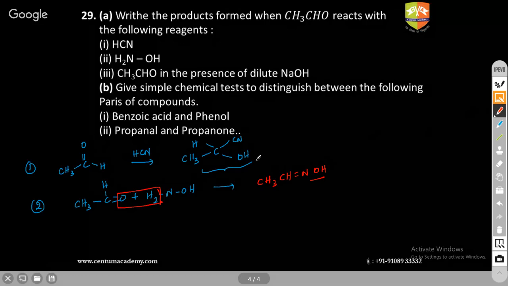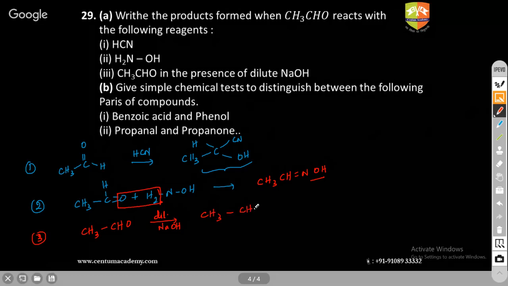Okay, CH3CHO in presence of dilute NaOH. What is this reaction? Tell me, can you tell me the name of this reaction? Aldol condensation. So what is the product we get here? Does condensation take place in this reaction?